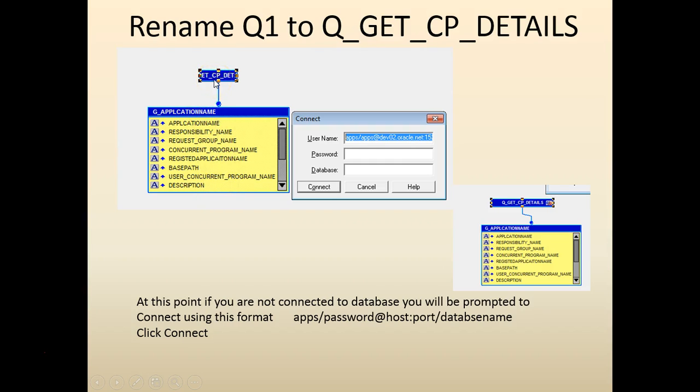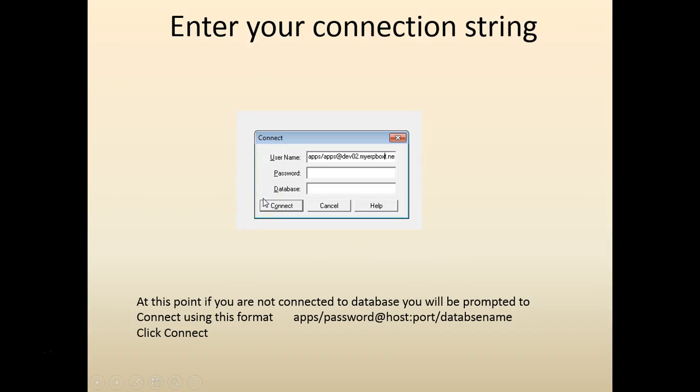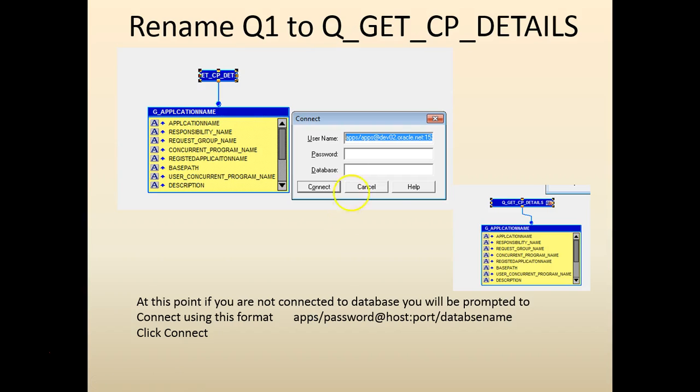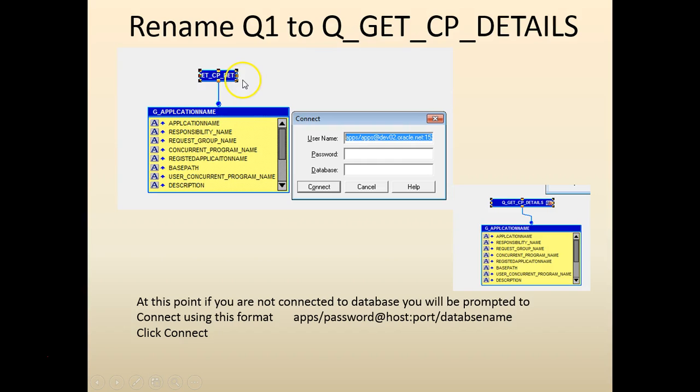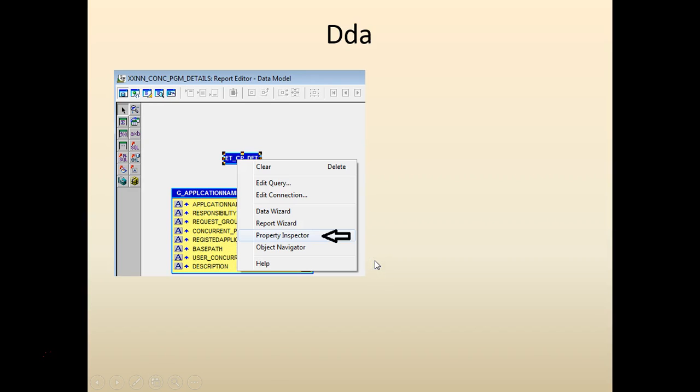So once you connect, you right click on the. So now at this time you're connected to the database. You can right click on the name, which is going to be Q1. You can right click and click on properties, and you can rename it to get CP details. You can click on the property inspector.